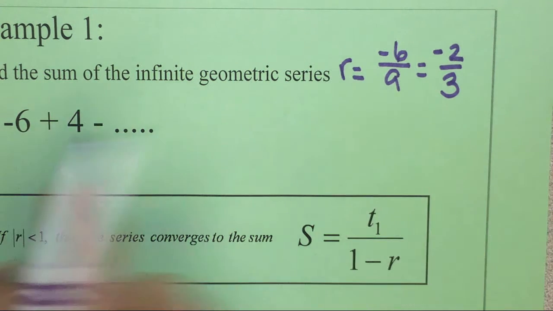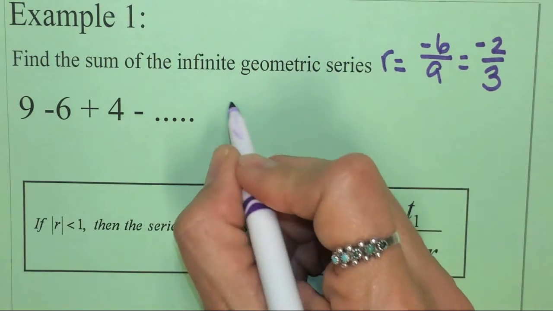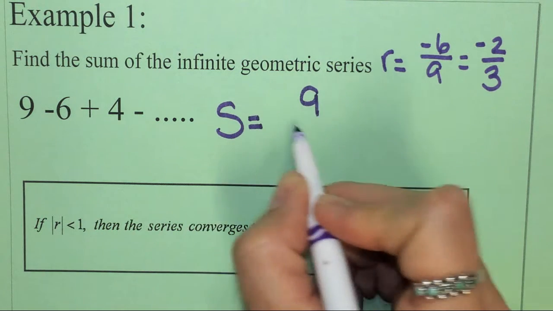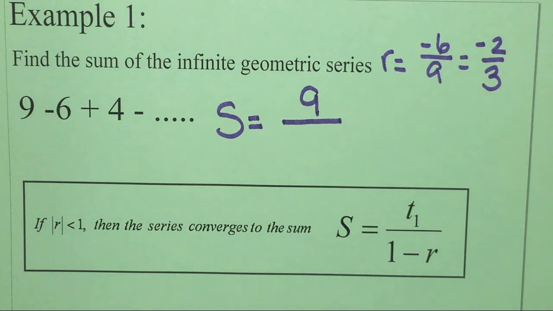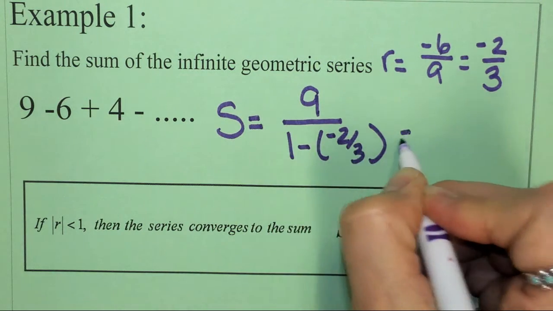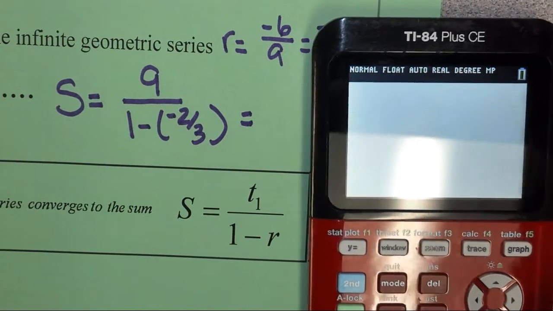Now that I know R and I know T1, I'm going to plug into this formula. So the series will converge to, the first term is 9, over 1 minus. For my R, I'm going to write -2/3. And then we're going to go to our calculator. Practice the calculator part, because that's the part that we struggle with.